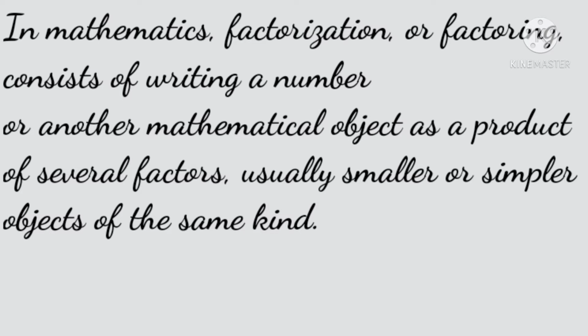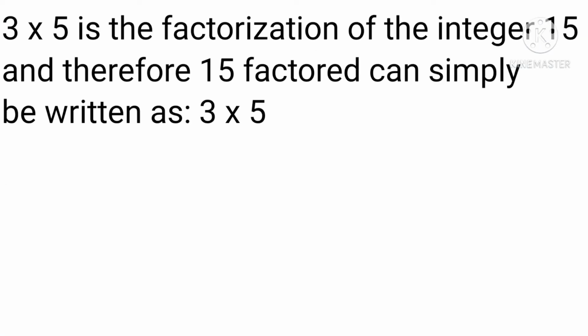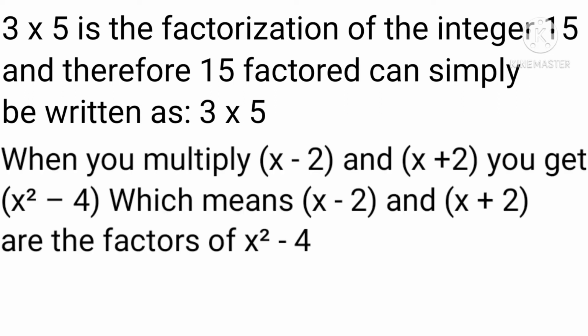In mathematics, factorization, or factoring, consists of writing a number, or another mathematical object, as a product of several factors, usually smaller or simpler objects of the same kind. For example, 3 times 5 is a factorization of the integer 15. And (x - 2)(x + 2) is a factorization of the polynomial x squared minus 4.